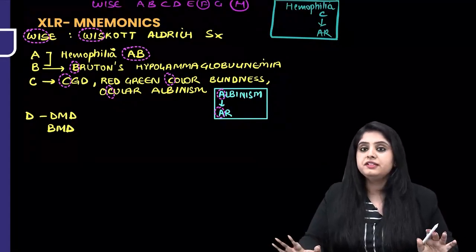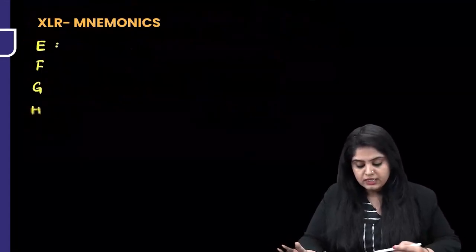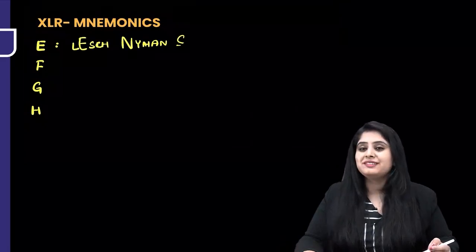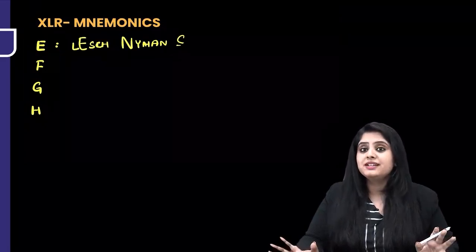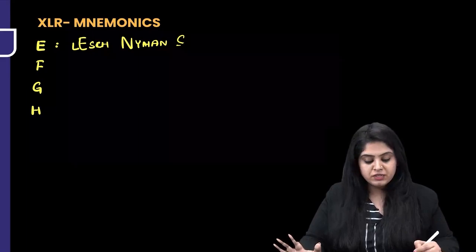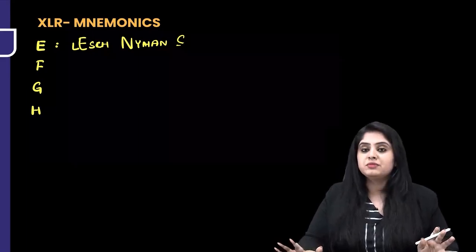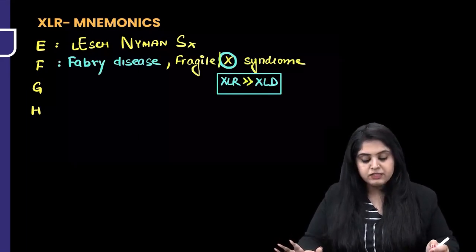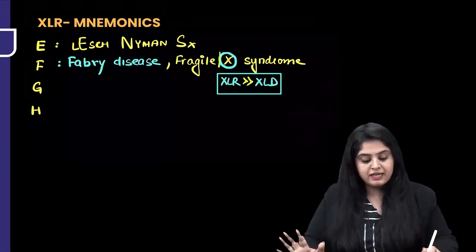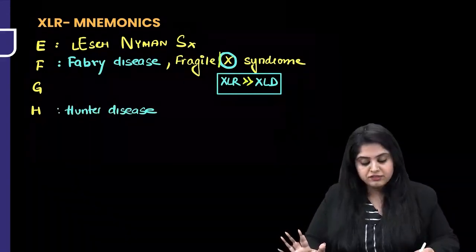So in Y, A, B, C, D are done. Now coming to E, with E I could not make anything, so it is an enzyme problem, that is HGPRT deficiency, Lesch-Nyhan syndrome. So remember, Lesch-Nyhan syndrome comes with E. With F, first remember, you know there is Fabry's, and with H there is Hunter's. Don't we know this? With F we have Fabry's and H we have Hunter's.